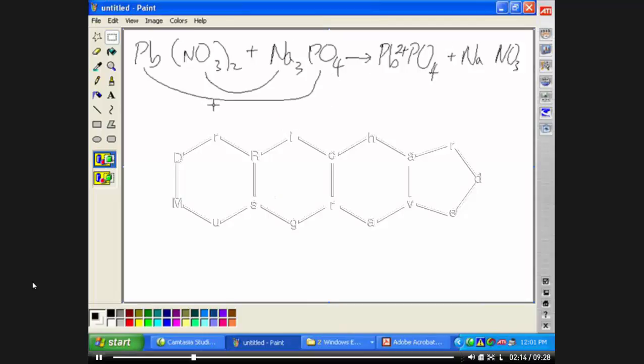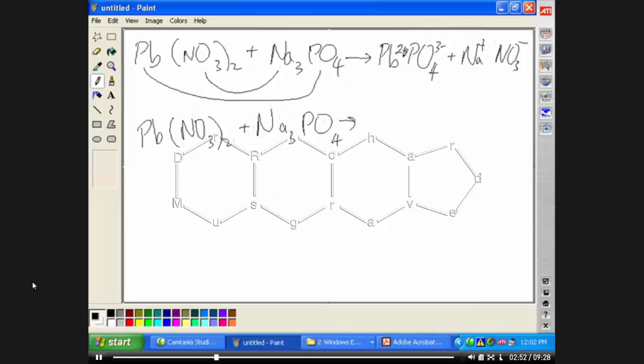Now we need to figure out the charge on the phosphate, which we know is 3-, and we know that the charge on the sodium is 1+, and we know the charge on the nitrate is 1-. Now, in the same tradition as what we were doing earlier, we rewrite the problem, and we figure out the compounds that we're going to get here.